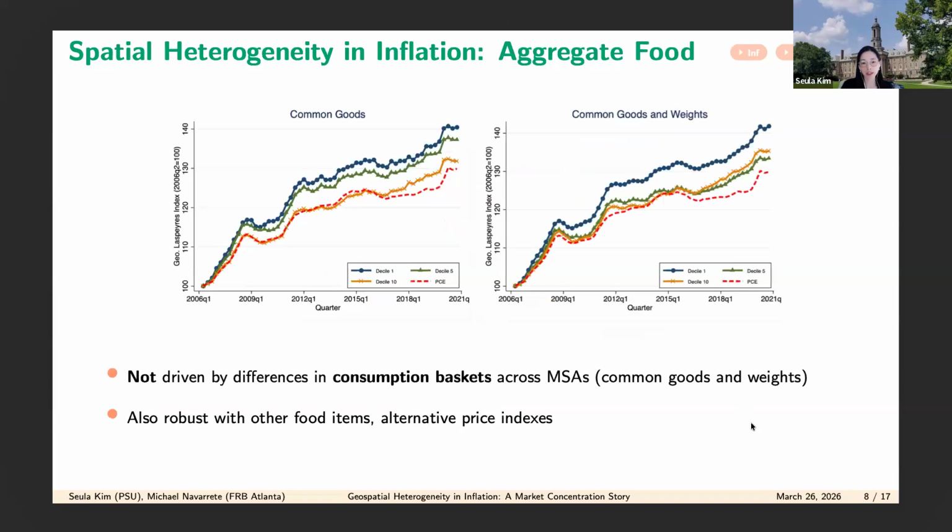Also, we document that this is not mainly driven by differences in consumption baskets across regions, based on the common good rule that I mentioned in the left panel, and also applying the common weights on top of common good rules in the right panel. And these patterns are robust across other food items at the more disaggregated level, and also for other types of price indexes that I mentioned before.